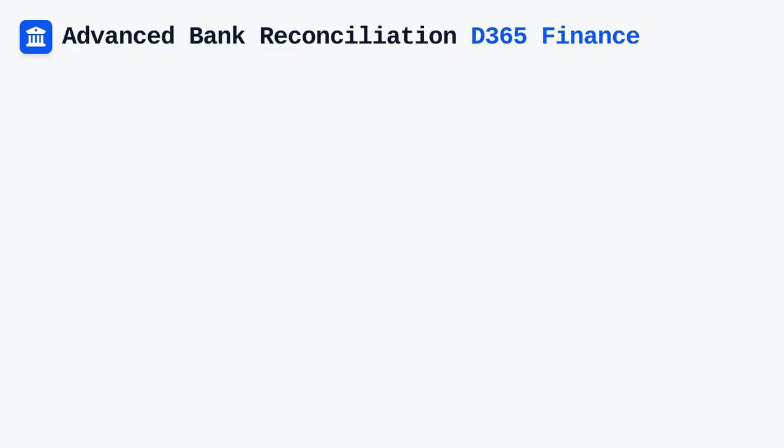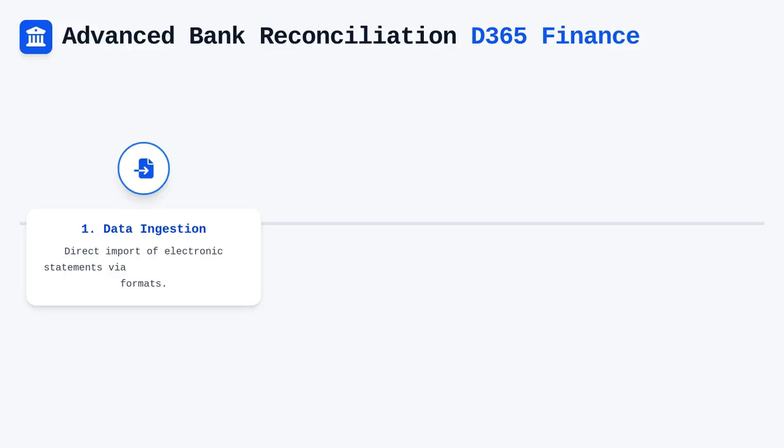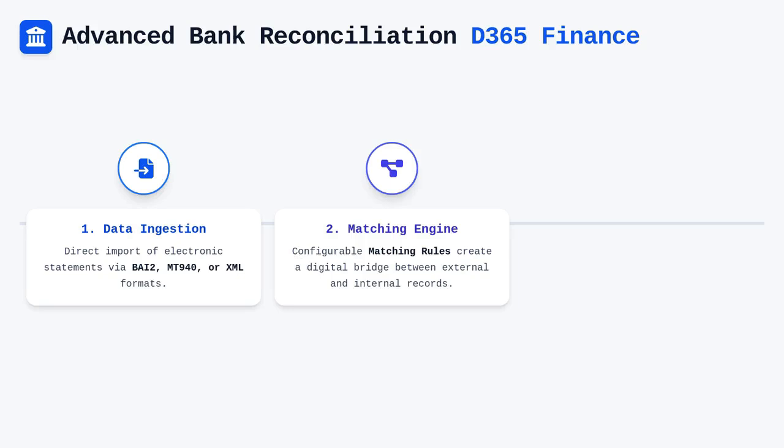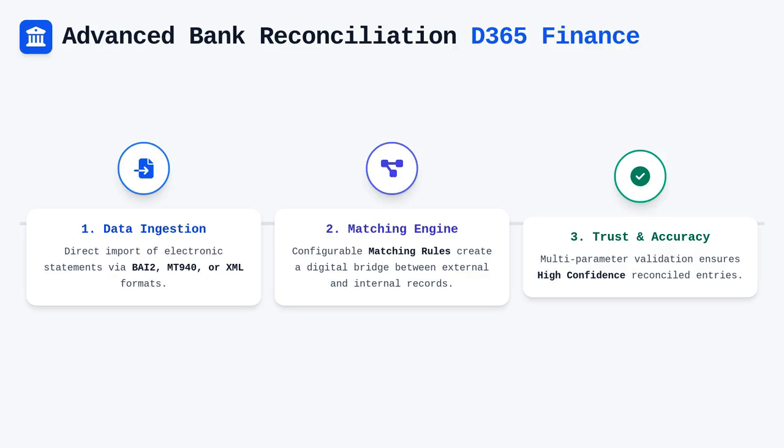Advanced bank reconciliation in Dynamics 365 Finance shifts the paradigm from manual labor to automated logical processing. This functionality allows you to import electronic bank statements directly from your financial institution using various standard formats like BAI2, MT940, or XML. Once the external data is ingested, the system creates a bridge between the digital bank statement and your internal records. The core of this automation lies in the configuration of matching rules, which define the logic for pairing bank transactions with ledger transactions.